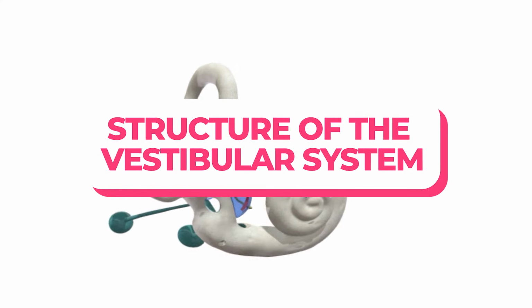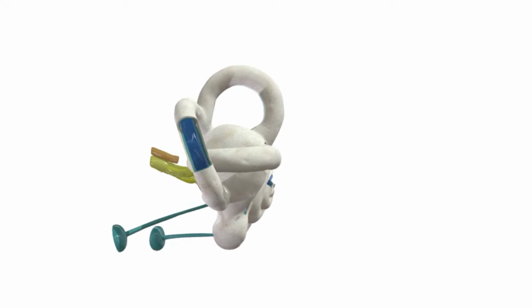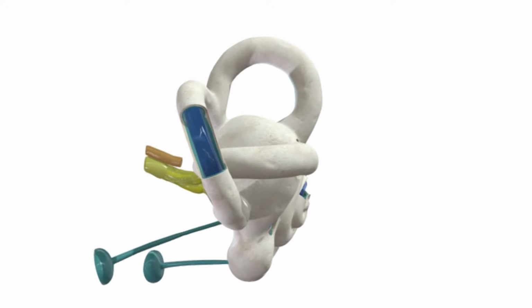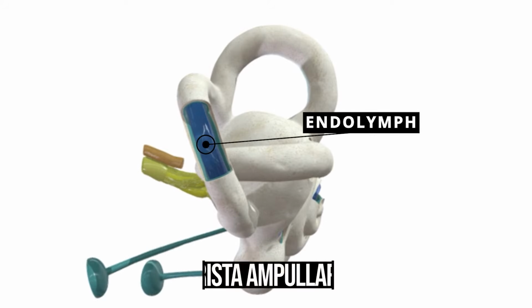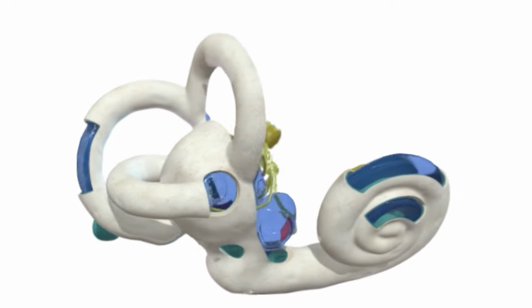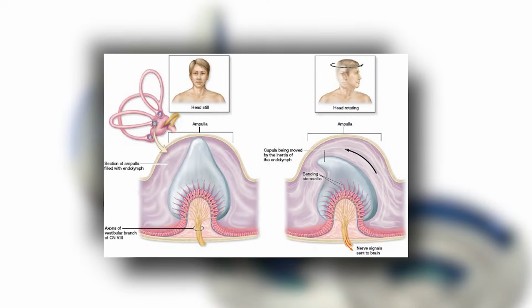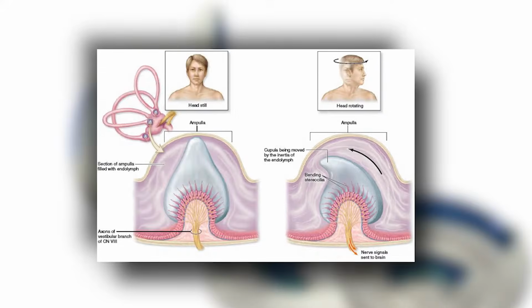Structure of the vestibular system. Semicircular canals. There are 3 semicircular canals, anterior, posterior, and lateral, in each ear, oriented at roughly right angles to each other. These canals are filled with a fluid called endolymph and contain a sensory organ called the crista ampullaris. The crista ampullaris has hair cells similar to those in the cochlea, and their movement in response to fluid motion is crucial for detecting rotational movements of the head.